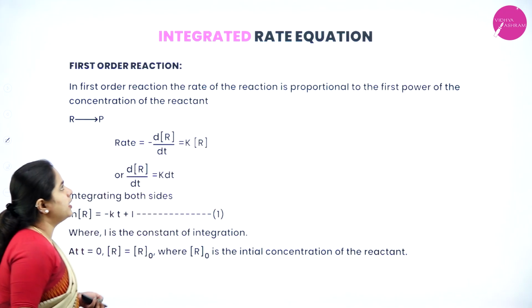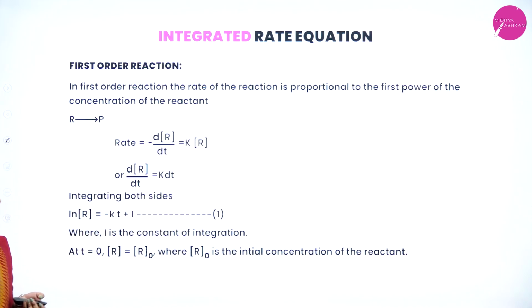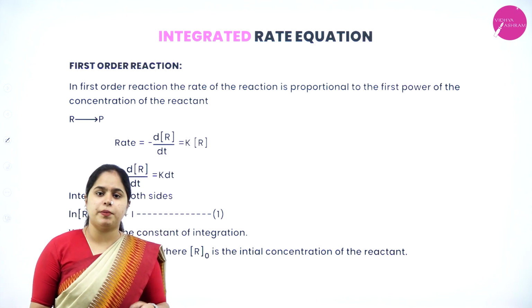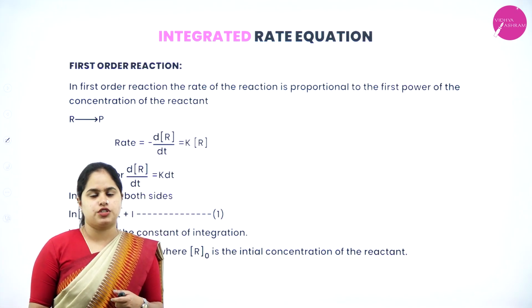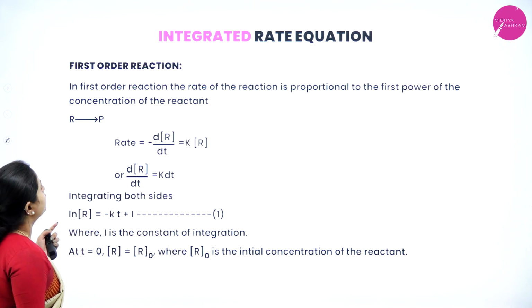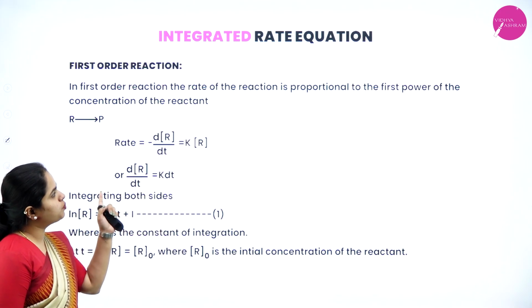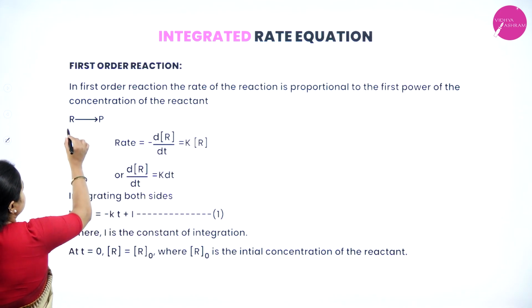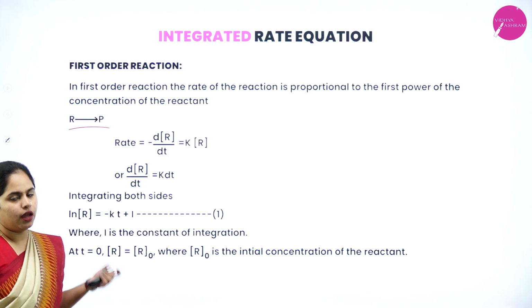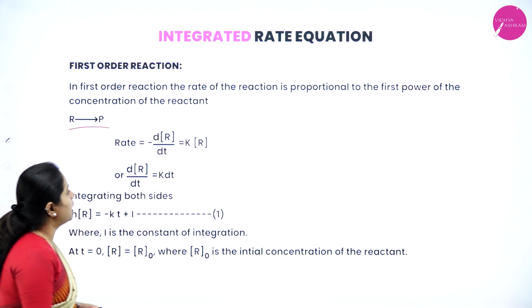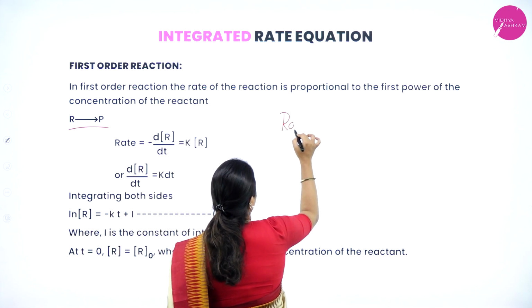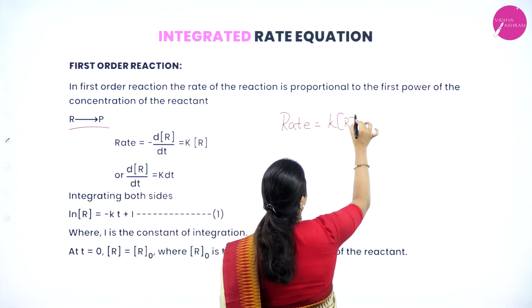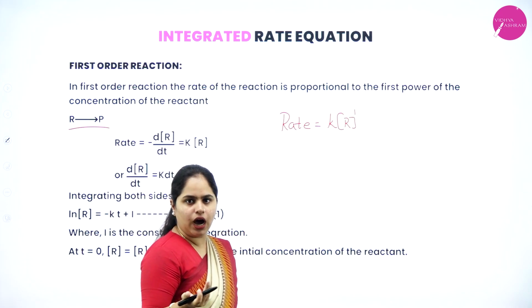Now moving on to the integrated rate equation for a first order reaction. In a first order reaction we have already studied that the rate of the reaction will be directly proportional to the molar concentration of the reactant. So in a first order reaction, the rate of the reaction is proportional to the first power of the concentration of the reactant. Again, if we consider the general equation, R giving P, where R is the reactant and P is the product, how can we write the rate? The rate of a first order reaction is rate equal to K into R to the power 1. R to the power 1 means it is R itself, right?